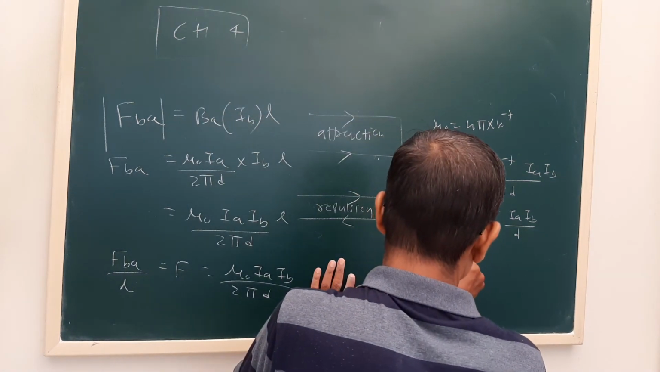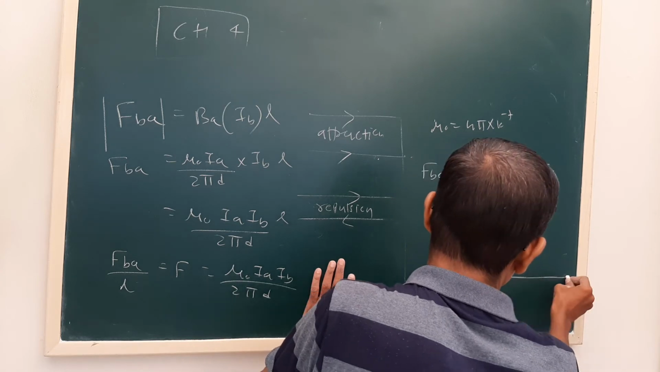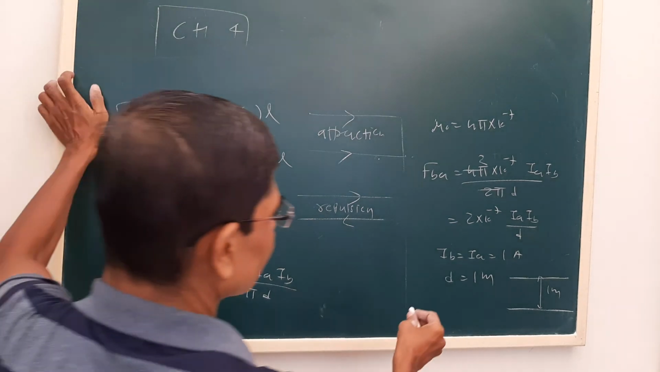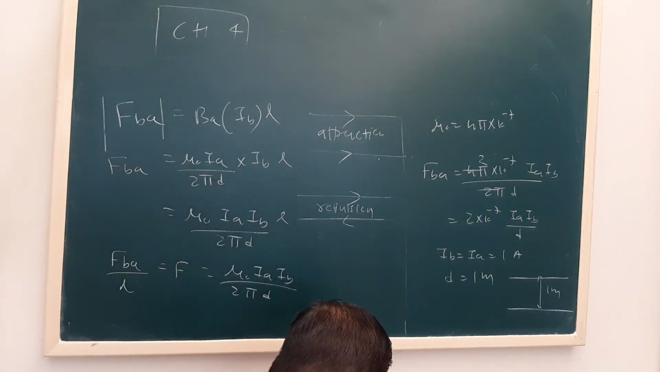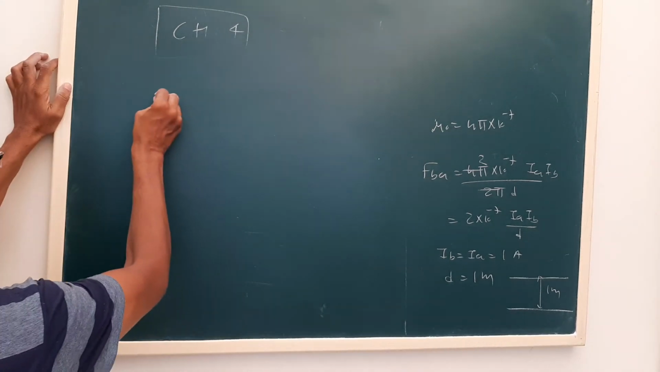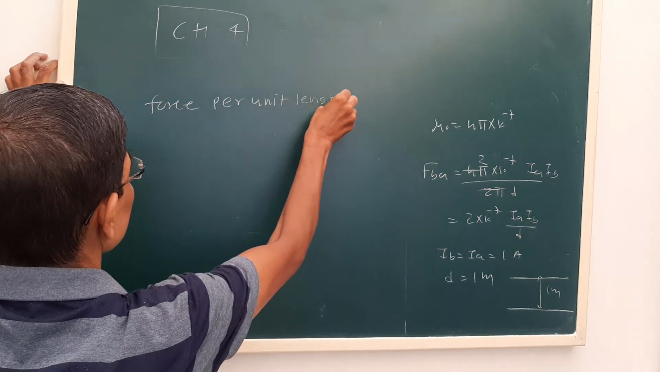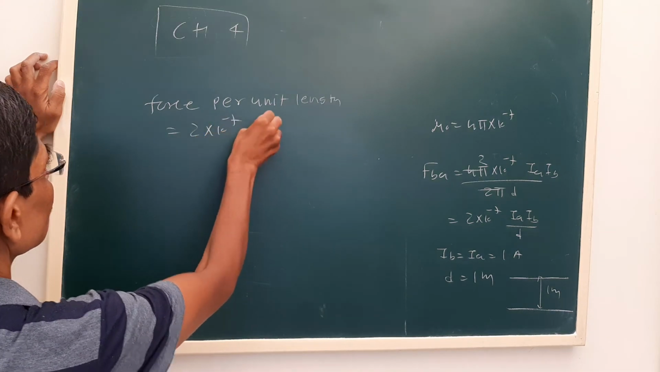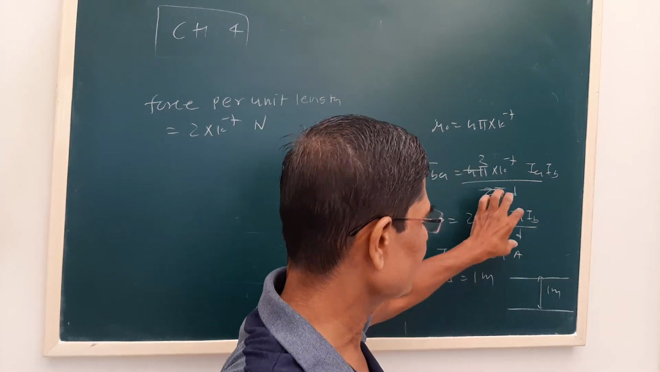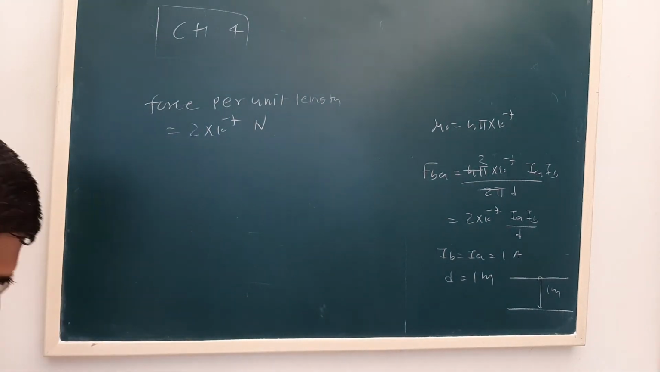Let us say I_B and I_A are 1 ampere, and the two conductors are separated by 1 meter. The force per unit length will be 2 into, I_A is 1 ampere, I_B is also 1 ampere, the separation between the two conductors is 1 meter. The force per unit length will be 2 into 10 to the minus 7 Newton.